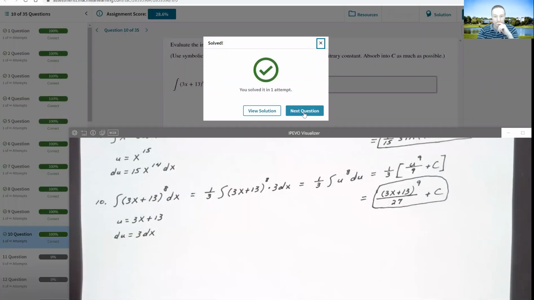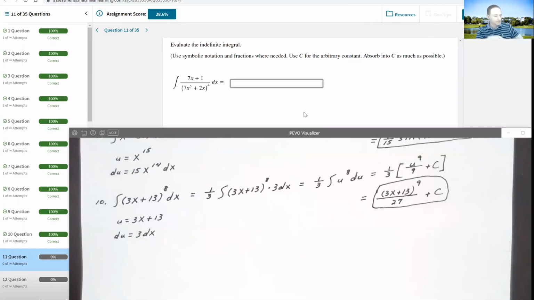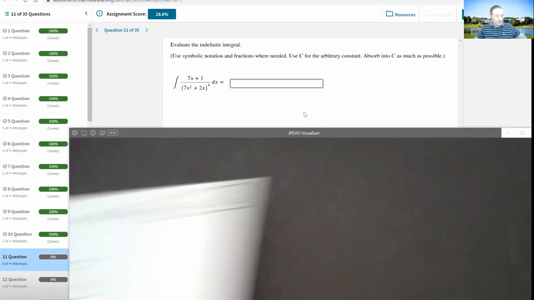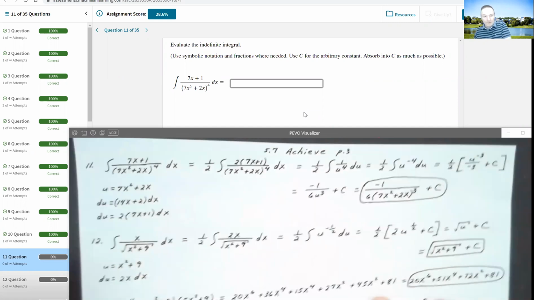Absolutely. And number 11 here in this section.